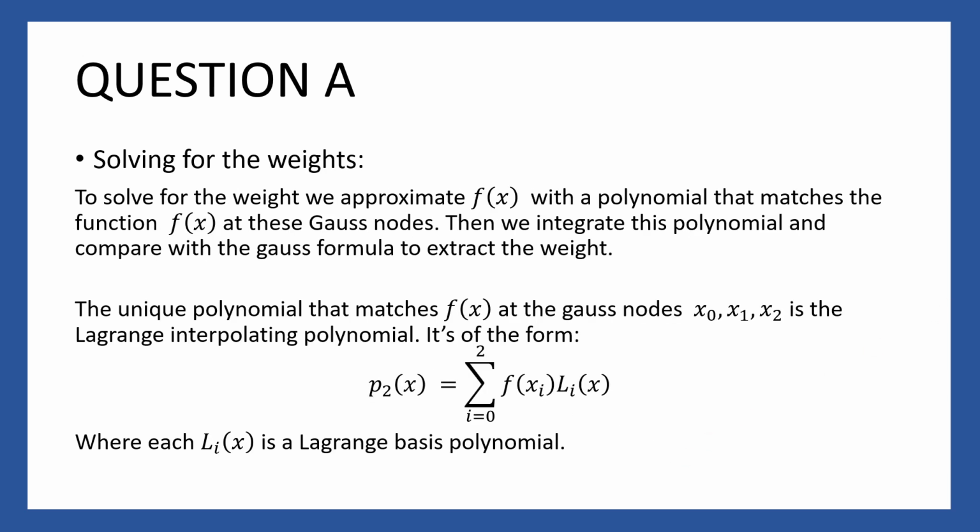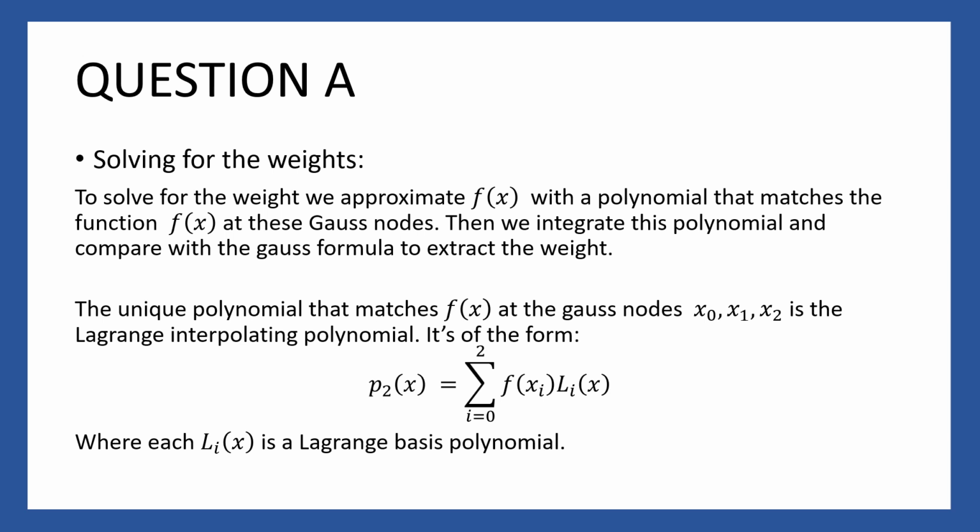Our next step is to solve for the weights. In solving for the weights, we approximate f of x, which is our unknown function, with a polynomial that matches the function f of x at these Gauss nodes. Then we integrate this polynomial and compare with the Gauss formula to extract the weight. That means we need to have a function that matches our function at x. Then after that, we will integrate that function. And since the Gauss quadrature rule is supposed to integrate that function, we can compare the two equations, then we can extract our weight from that equation. I'll explain what this means as we move along.